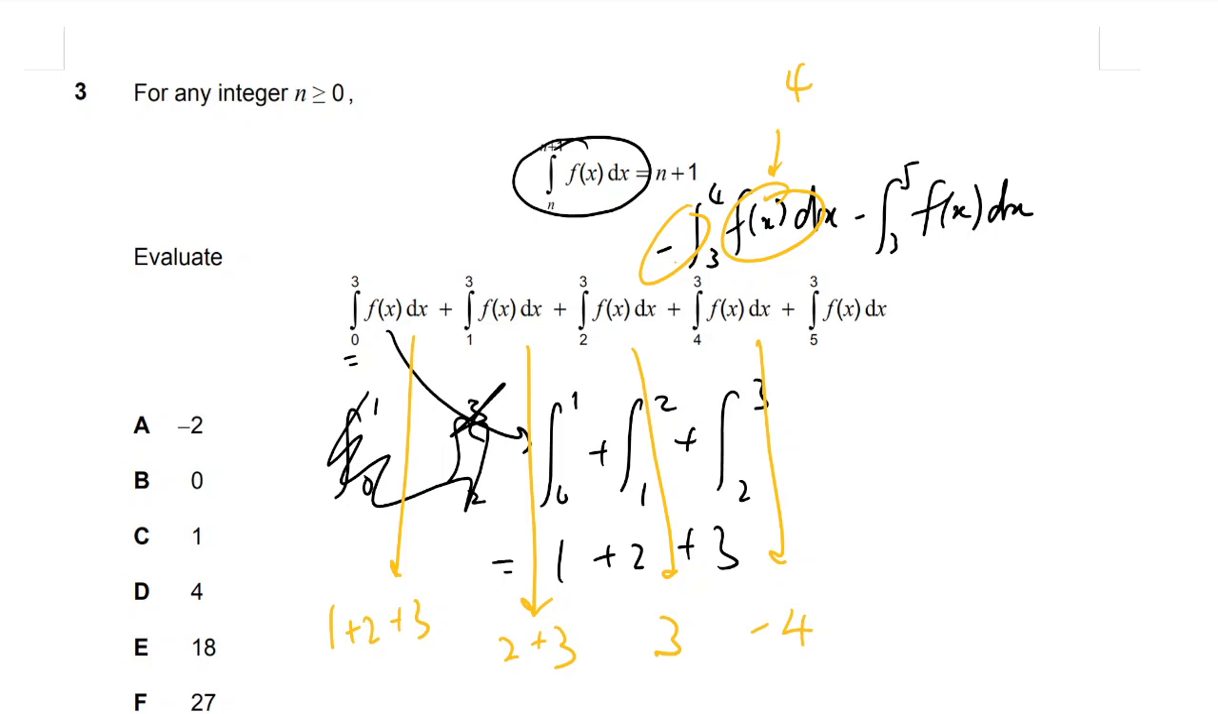Okay, the last bit is negative 4 and then negative 5 as well, because it includes from 3 to 5, right? So it includes 3 to 4 and then 4 to 5.